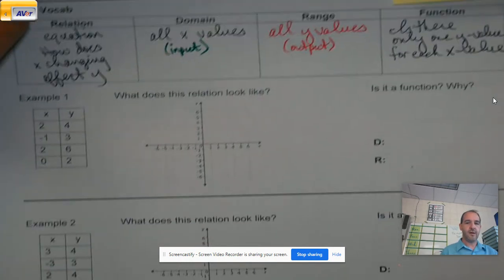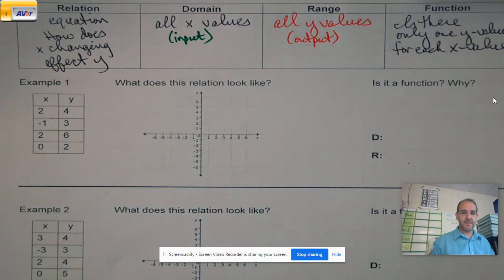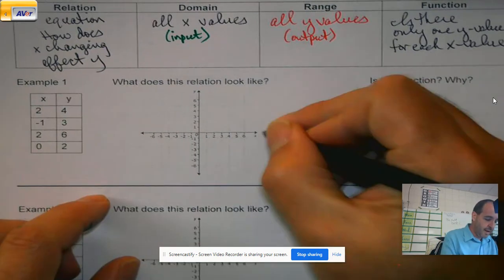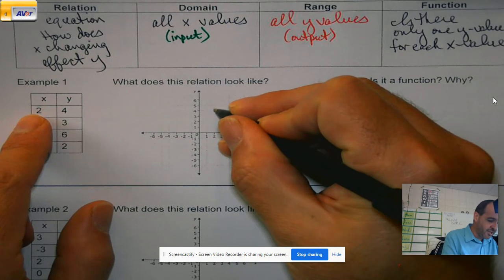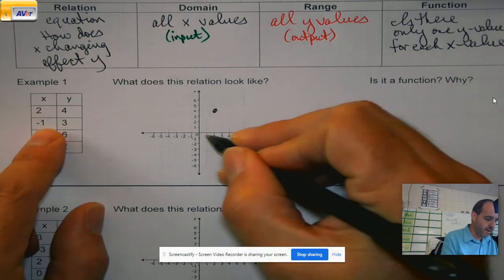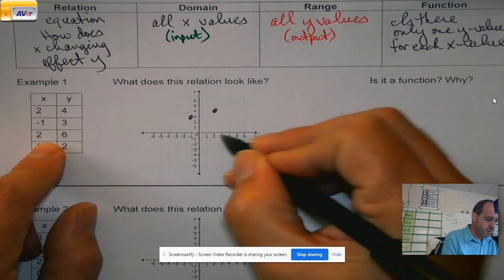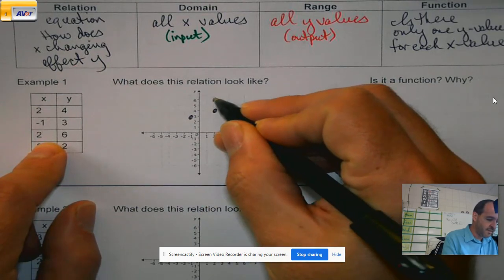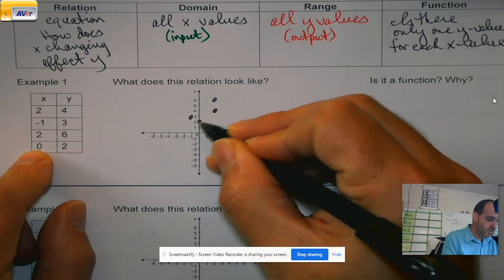So our first example: what does this relation look like? Well, the easiest way to do that when they give us some points is to plot the points. So x-axis, y-axis, we've got (2, 4). My apologies that my grids did not print off really well here. (-1, 3), (2, 6), and (0, 2).